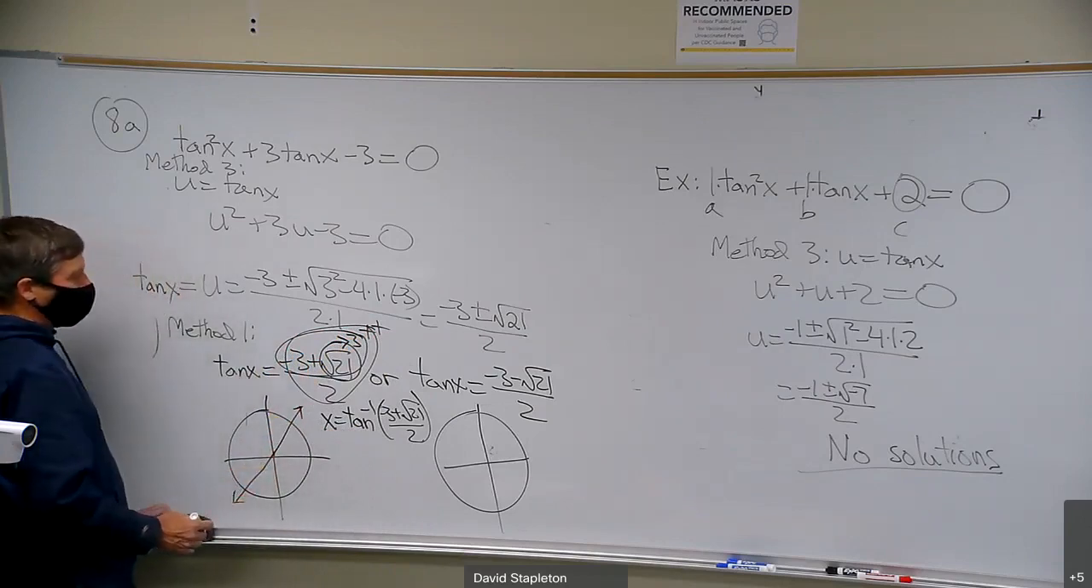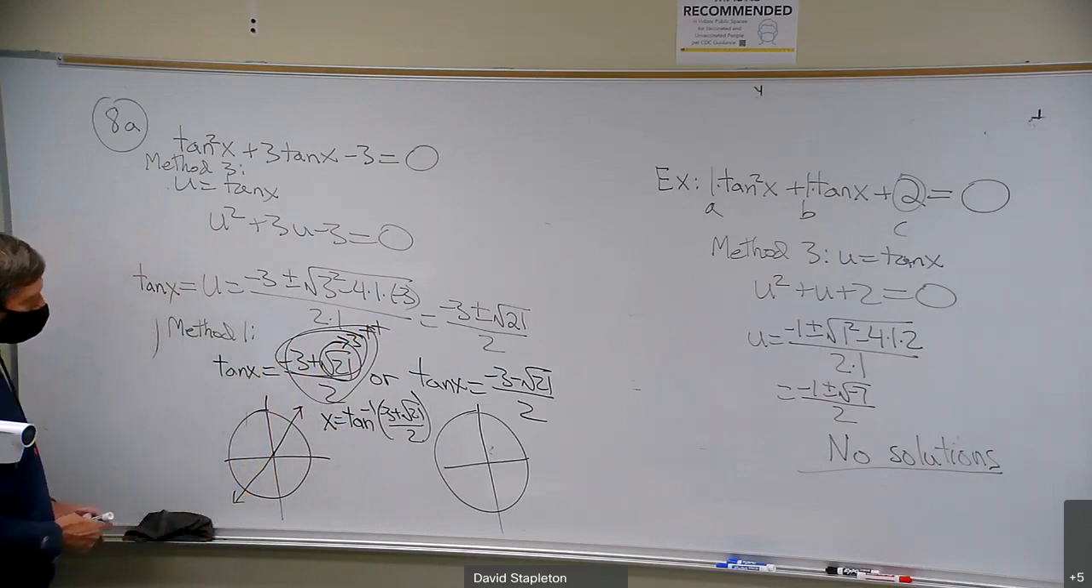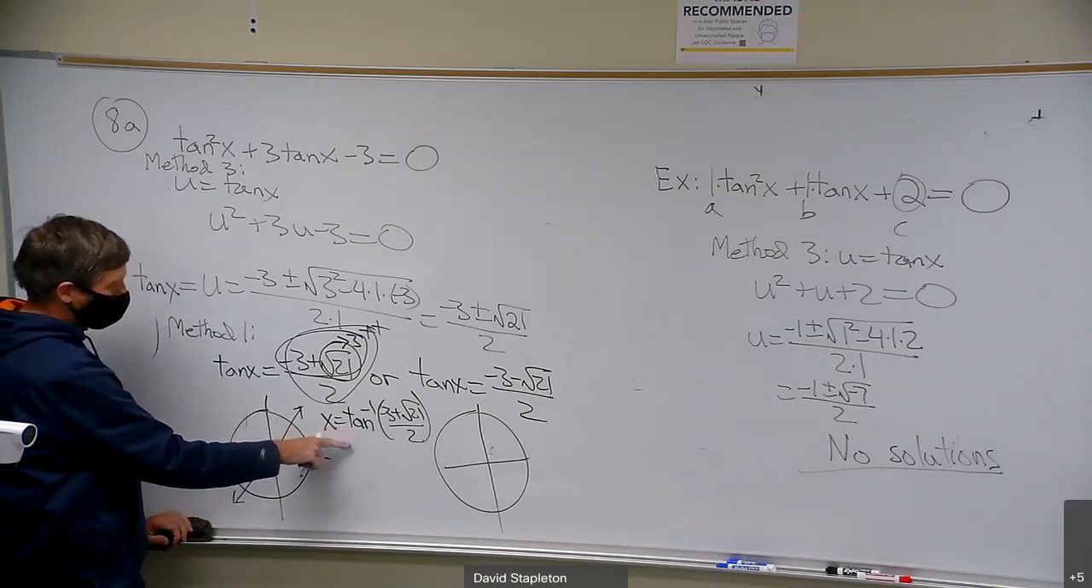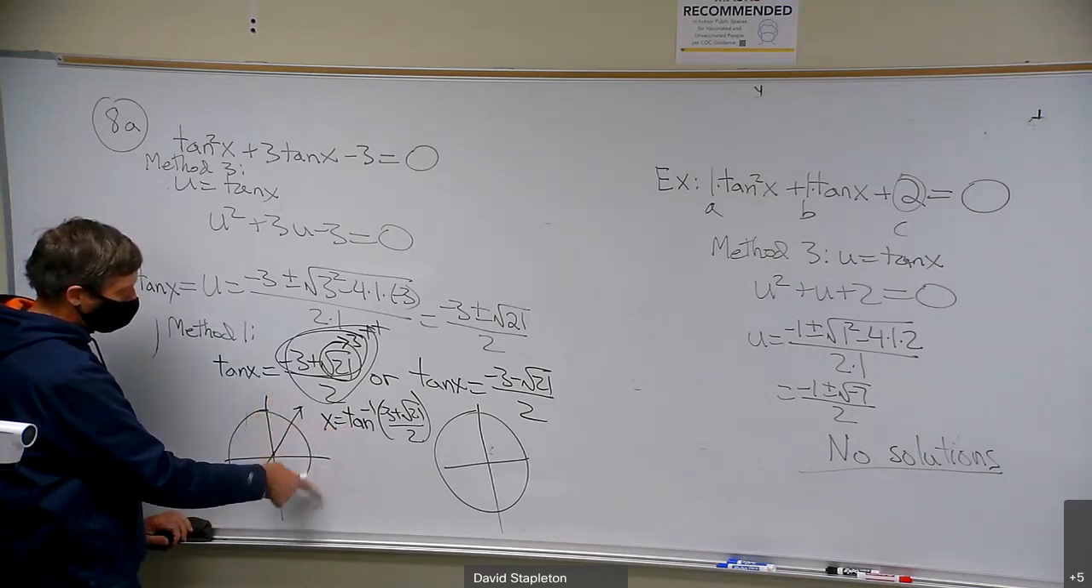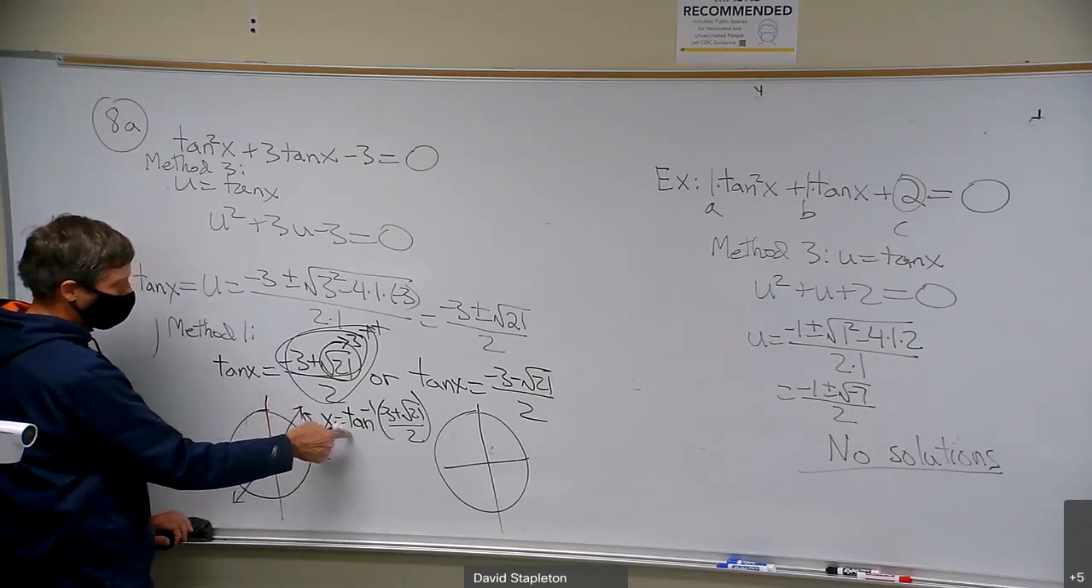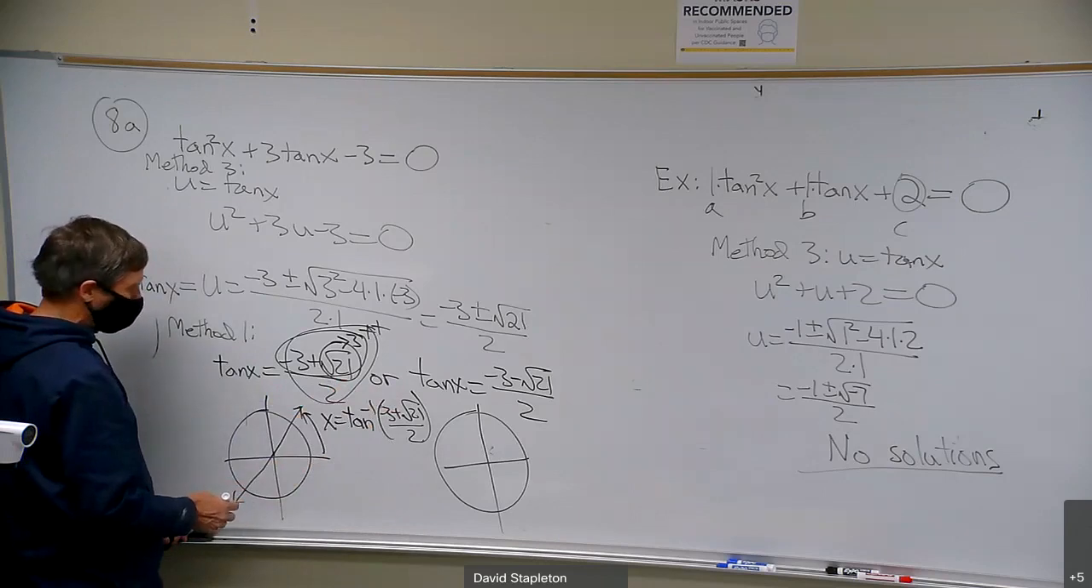What happens when you have tangent equal to a number is the two opposite angles are always both solutions, and one of them is this. One of them is the arctangent. Which one is it? Arctangent is a number between plus and minus pi over 2, right? Quadrants 1 or 4, it's this one. So that's one solution. Arctangent of -3 plus square root 21 over 2.